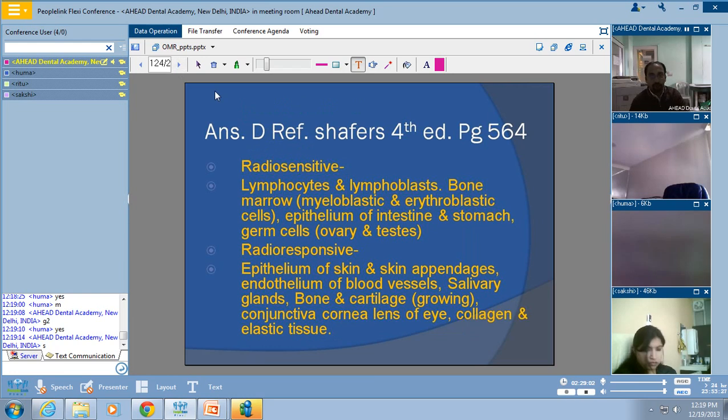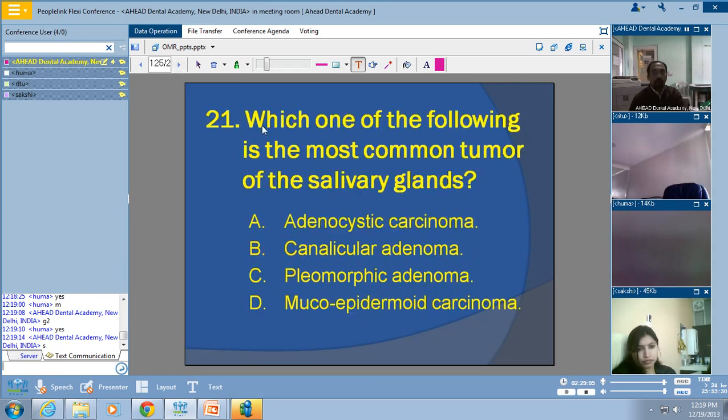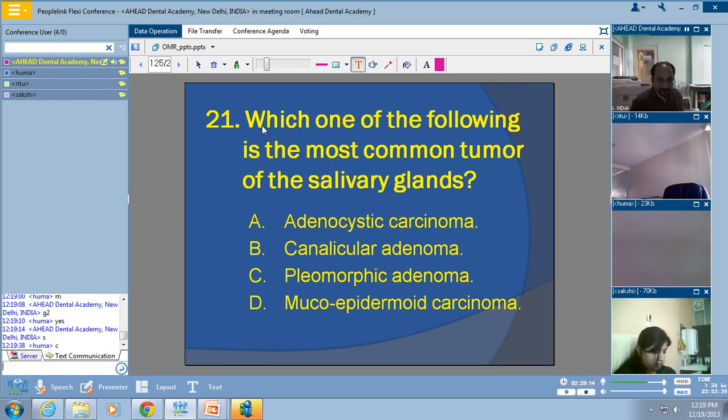So which one of the following is the most common tumor of the salivary glands? The most common tumor of the salivary glands of all these four types is actually pleomorphic adenoma. As you have correctly written, it is pleomorphic adenoma among all the types of salivary gland tumors. Pleomorphic adenoma is the commonest tumor. Which is the commonest tumor of the salivary glands in children? In children. It is pleomorphic adenoma. But mucoepidermoid carcinoma is the most common example of the malignant tumor in children.